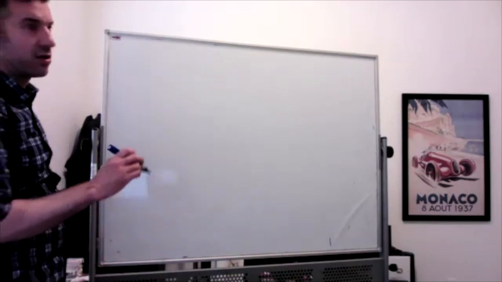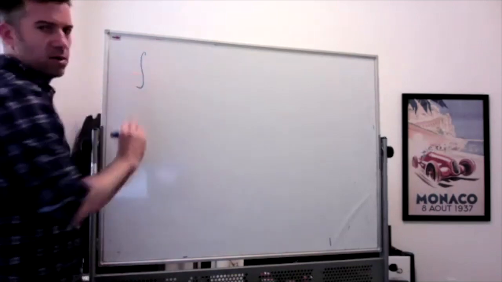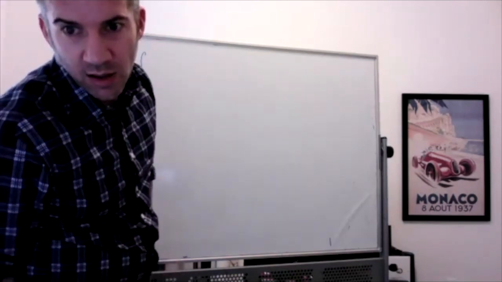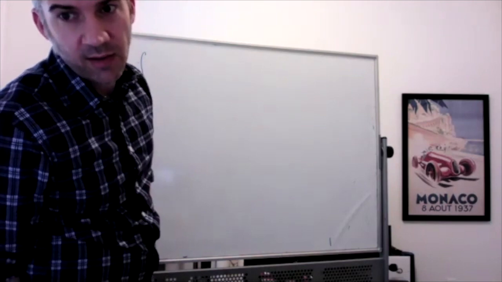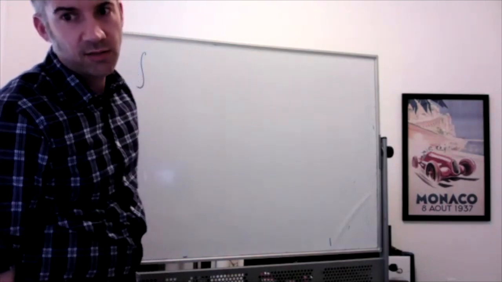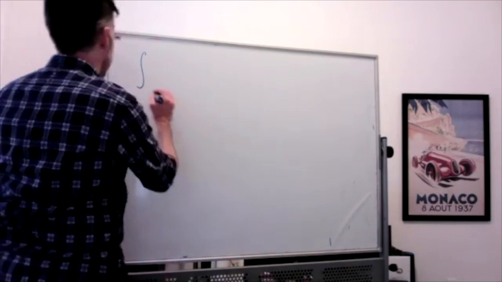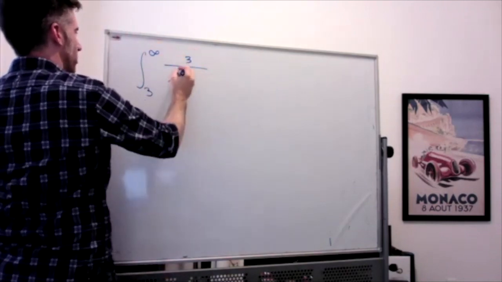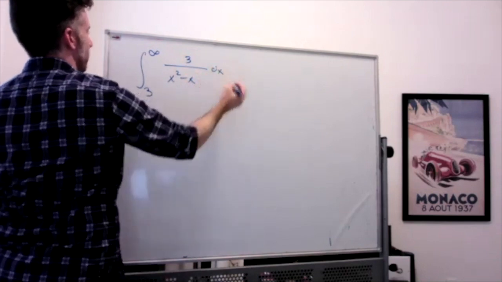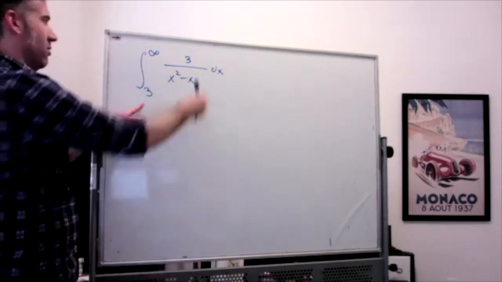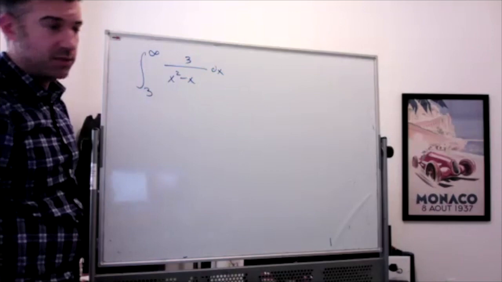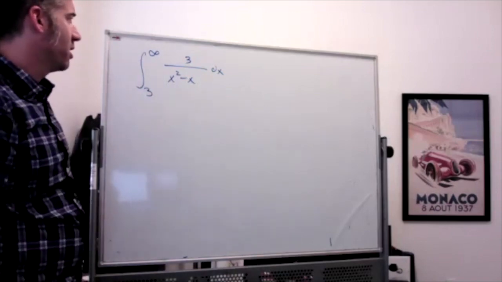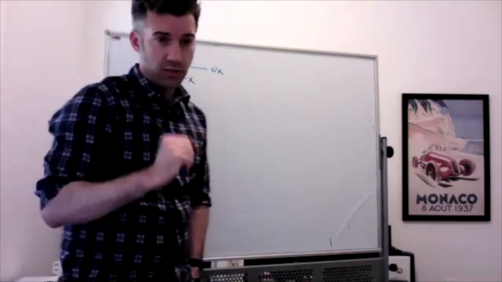Let's do the integral from 3 to infinity of 3 over x squared minus x. All I've done is change this number and this number from 2's to 3's. So here's what I want you to be thinking.